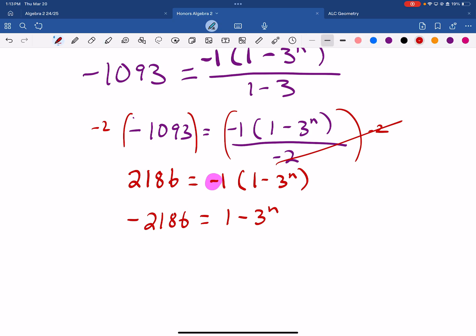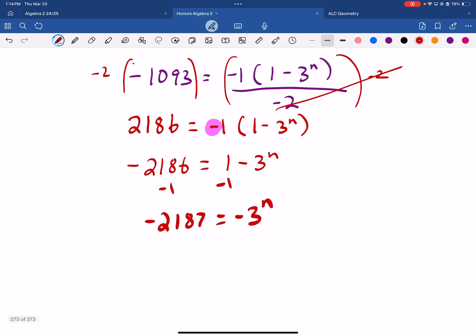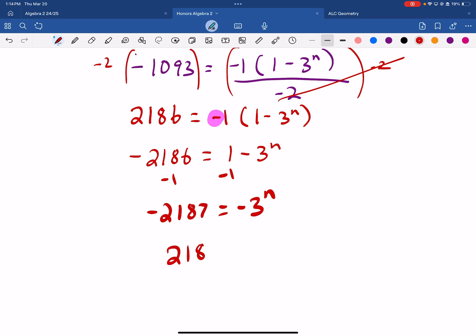I have to isolate my exponential. So that means I have to subtract 1. So we subtract 1 from both sides. Negative 2,187 equals negative 3 to the nth power. We don't want our exponent to be negative. So again, we're dividing by negative 1. So 2,187 is equal to 3 to the n.